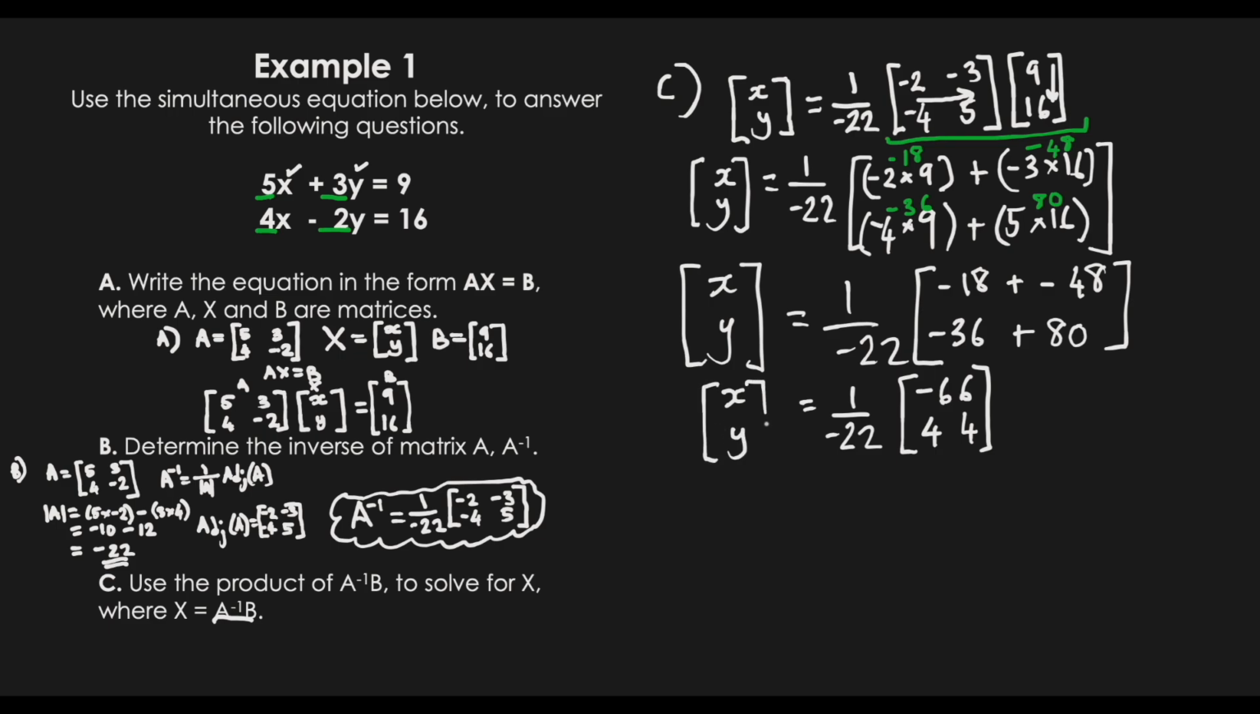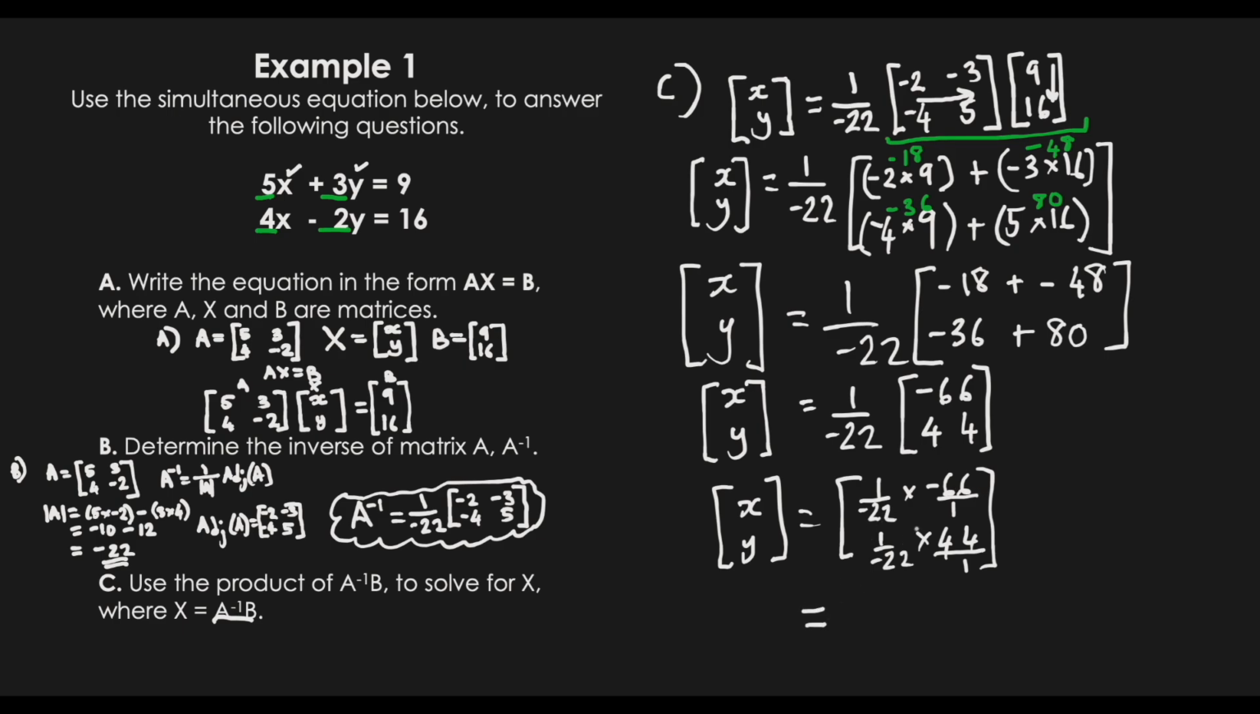Now that we have that, we could do the last step, which is going to give us 1 over -22 multiplied to each of these numbers. So what we will have is 1 over -22 times -66, and then we'll have 1 over -22 times 44. What we have here is the same thing as saying -66 over 1 and 44 over 1. So if you look at this, this is the same as saying -66 divided by negative 22.